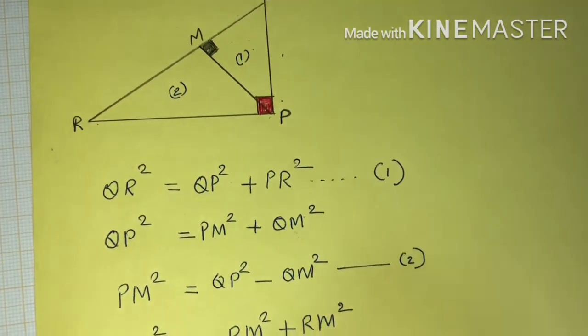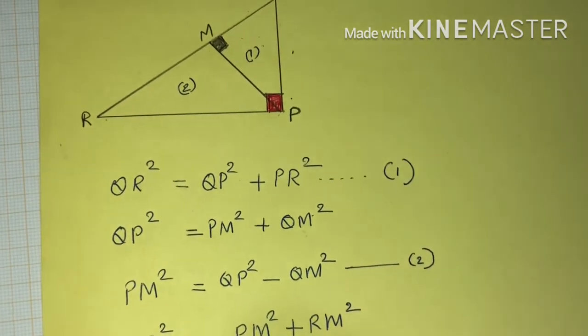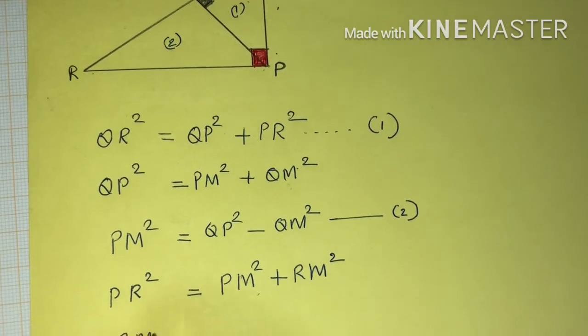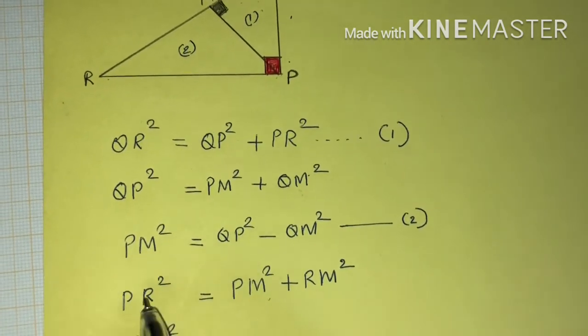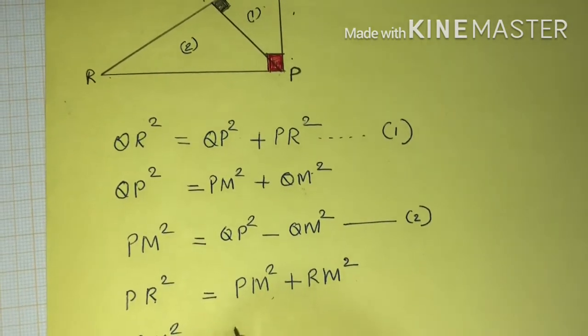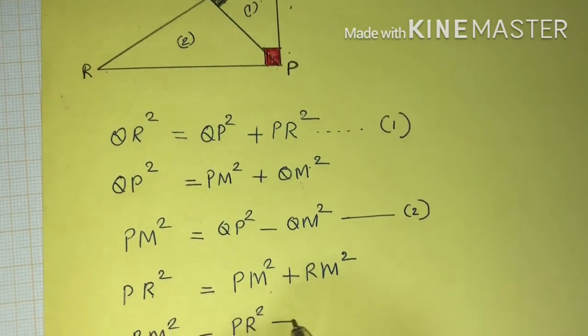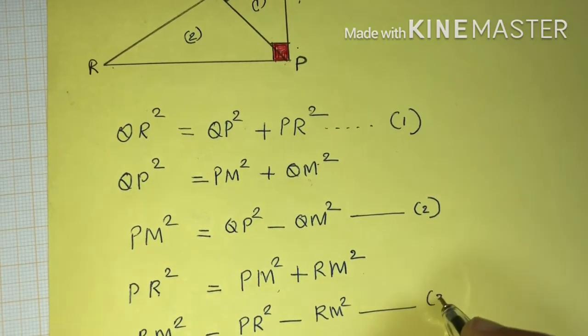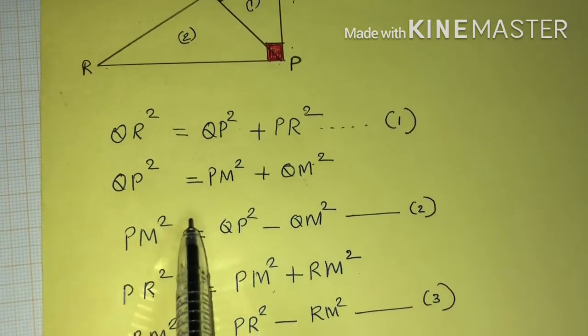or RM square. Again we will start with the PM square because we need to find PM square. So we can write PM square is equal to PR square is the hypotenuse minus RM square. PR square minus RM square. Now this is equation number 3.